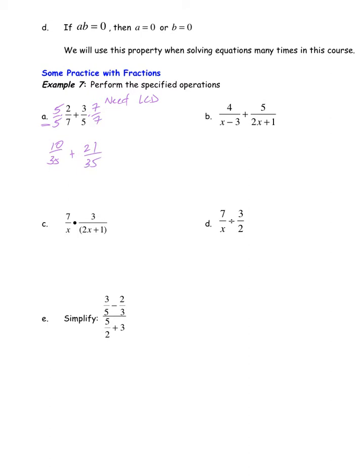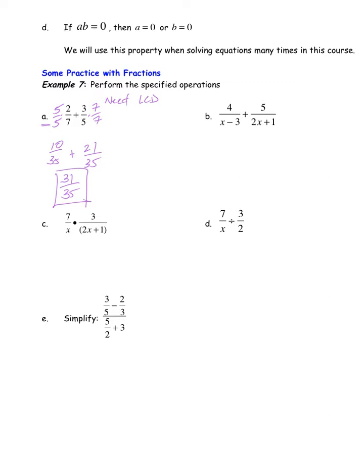Once we have the same denominator, we can add the numerators. So 10 plus 21 is 31, and we get 31/35. Looking at 7b, we have a similar problem, except now we have rational expressions.